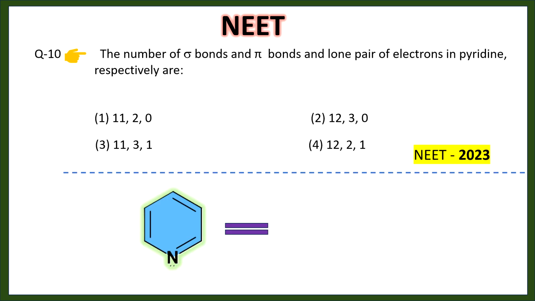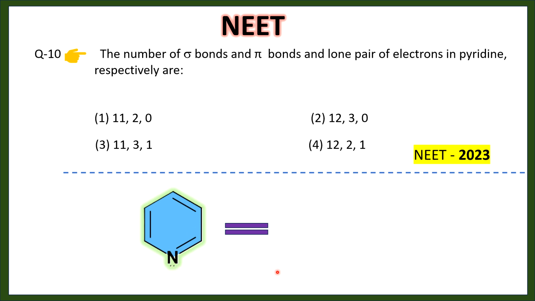Now coming to question number 10. The number of sigma bonds, pi bonds and lone pairs of electrons in pyridine, respectively, are. So we have drawn the pyridine structure here. But if we think like that, we can make a mistake. We can see 1, 2, 3, 4, 5, 6 sigma bonds, 3 pi bonds, 1 lone pair.